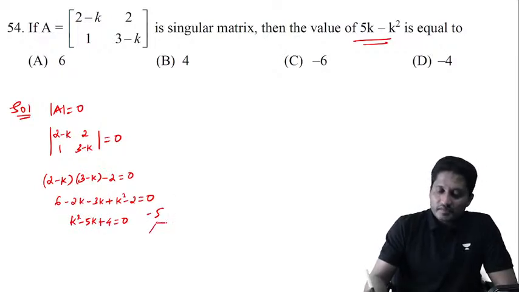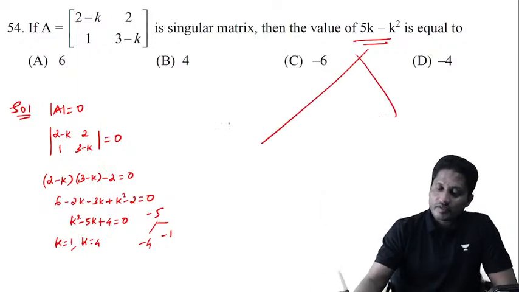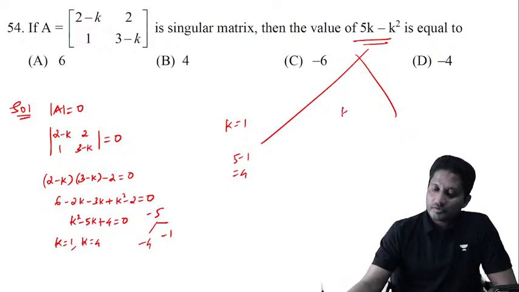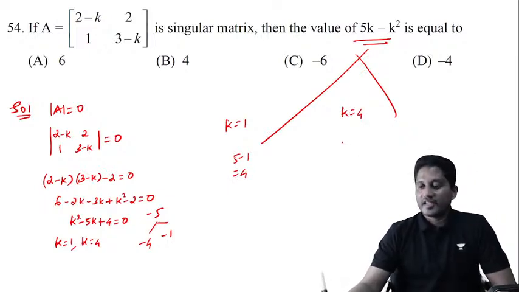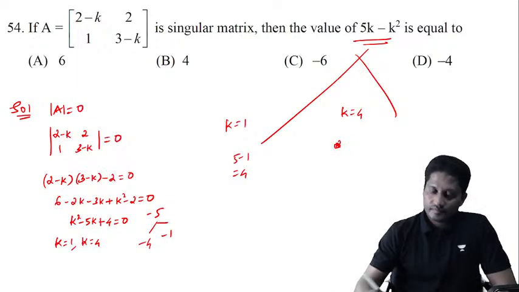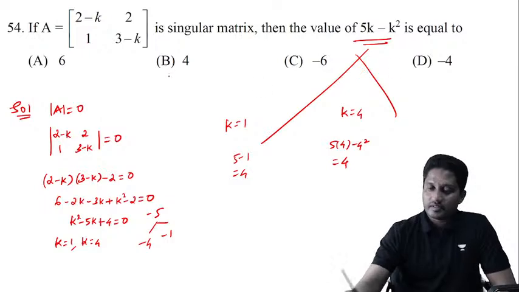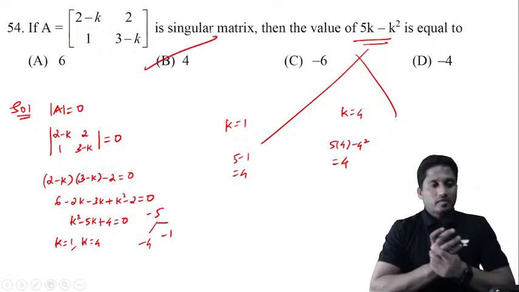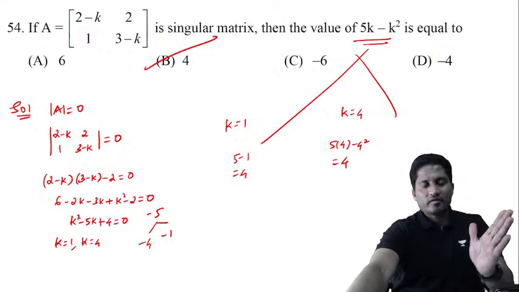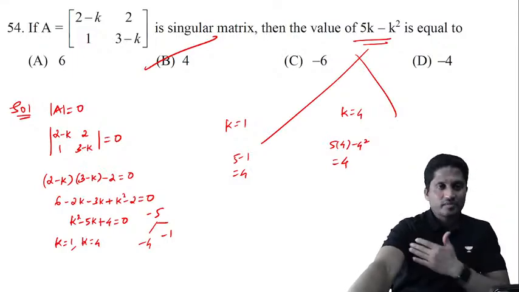If you split the middle term, k is equal to 1 and k equal to 4. So if I substitute k equal to 1, you will get 5 minus 1 equal to 4. If I substitute k equal to 4, this is 5 into 4 minus 4 square. You still get 20 minus 16, which is 4 only. Answer is plus 4. Okay, these are the same. After 30, only 31 is a little lengthy. After that, all are simple ones only.